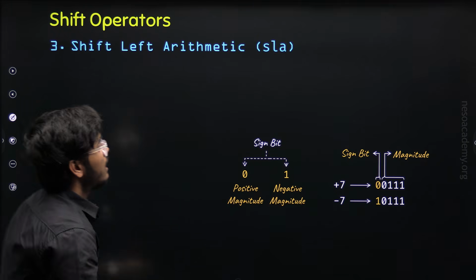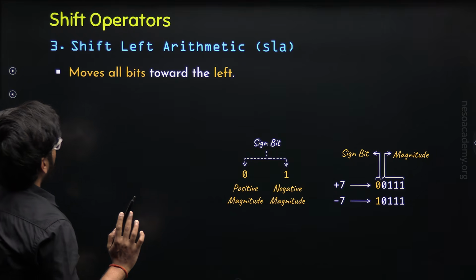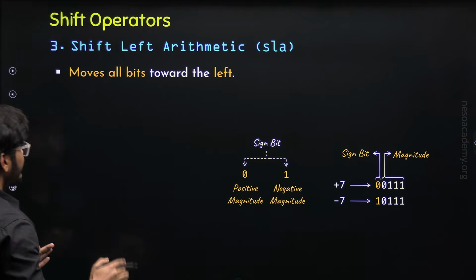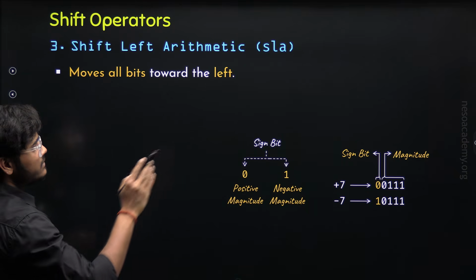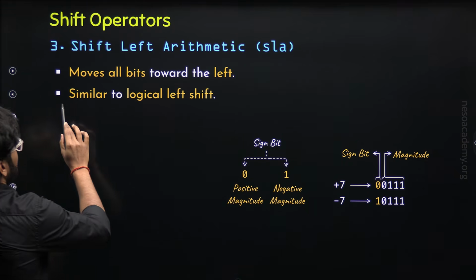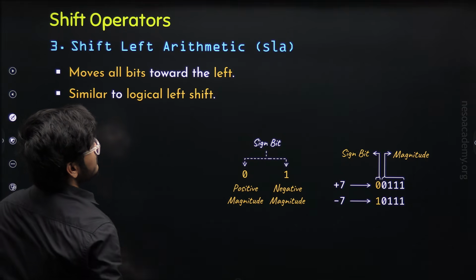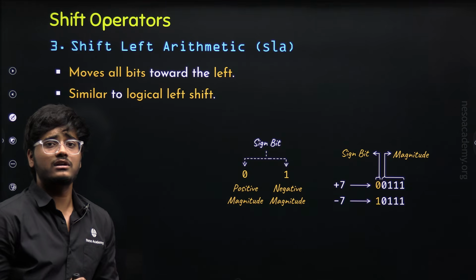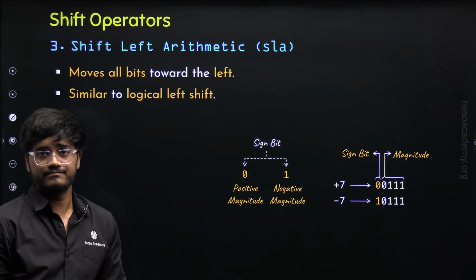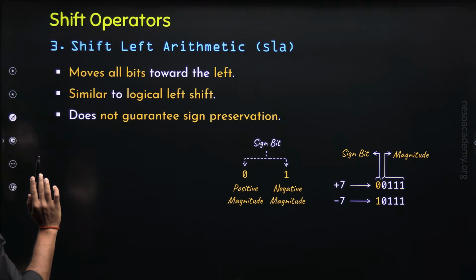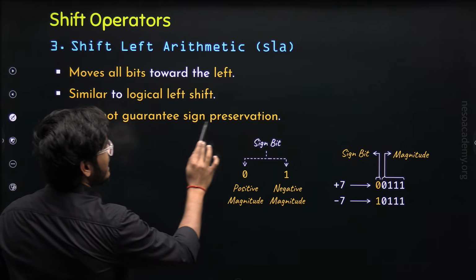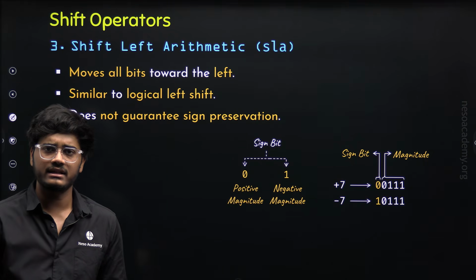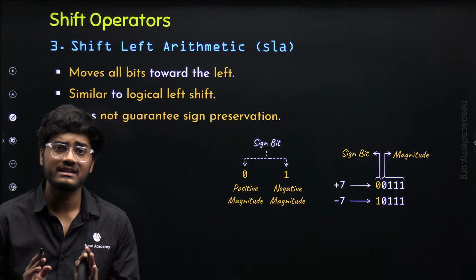Now back to the SLA operator. The SLA operator moves all bits toward the left. Every bit inside this vector moves to the left side, and it is similar to logical left shift. That is, the shift left arithmetic operator is exactly similar to the shift left logical operator. But the SLA operator does not guarantee sign preservation, meaning in an SLA operation, it is not necessary that the sign of a number will be the same.